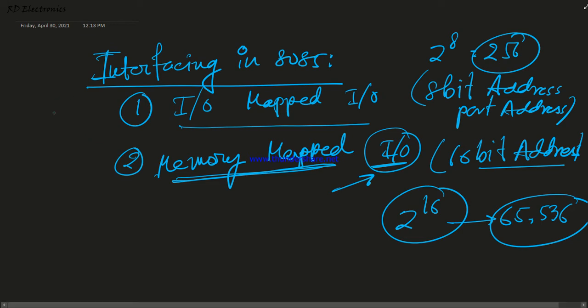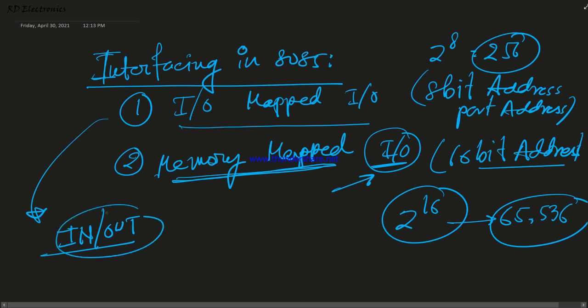The second difference is that in the IO mapped technique, we use only 2 instructions for data coming out from the microprocessor or going to the microprocessor from the input output device. So we use 2 instructions, IN and OUT. The IN instruction is used to get data from the input output device to the 8085, and the OUT instruction is used to send data from the microprocessor to the input output device or port address.